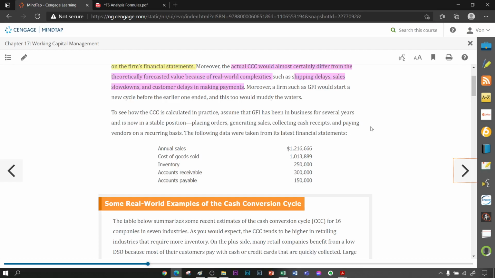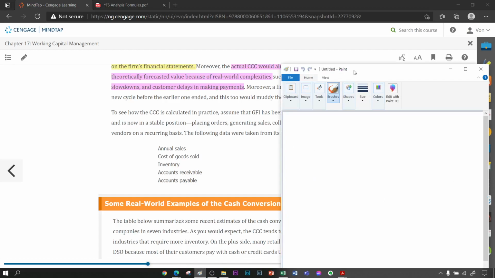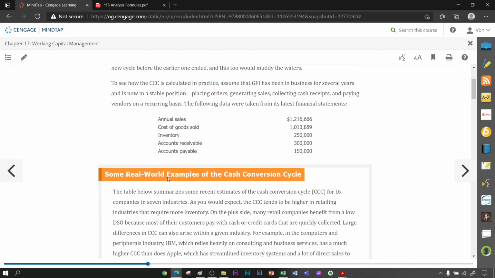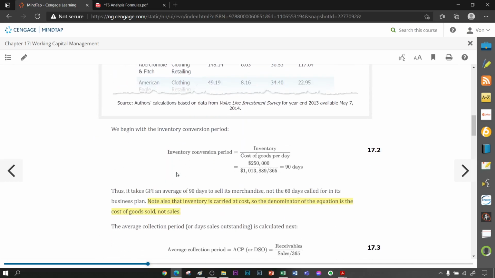So ito, take note mo lang. So pwede tayong gumamit ng notepad dito. Okay. So ready lang natin yan. Paint pala. Okay. Annual sales daw, 1,216,666. Cost of sales, 1,013,000. Inventory, 250,000. Accounts receivable, 300,000. Accounts payable, 150,000. Okay. So, punta tayo dito sa baba.